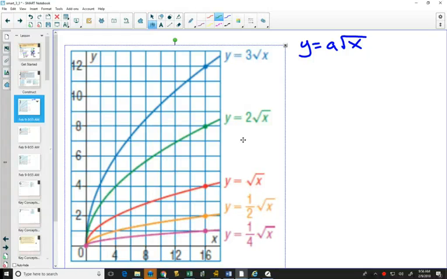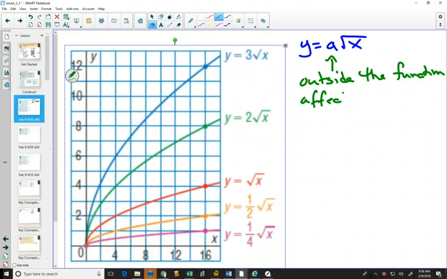And the first thing I want you to write beside this is that this a is outside the function, and it affects the y-coordinate. So what we're going to do is look at these different points that they have, and we're going to look at the original function.